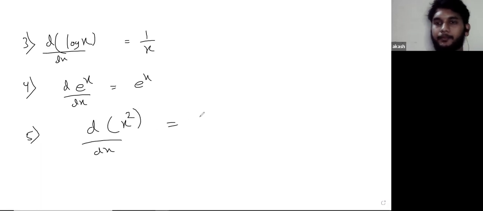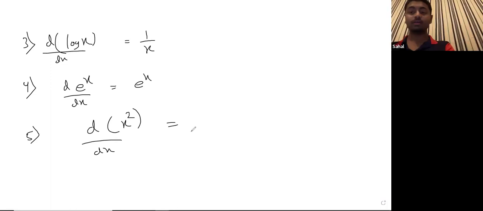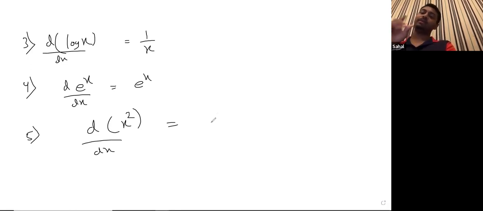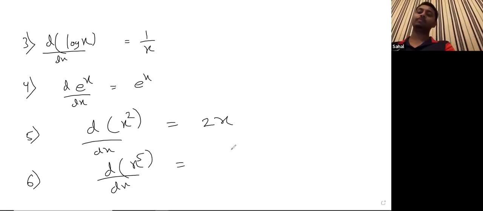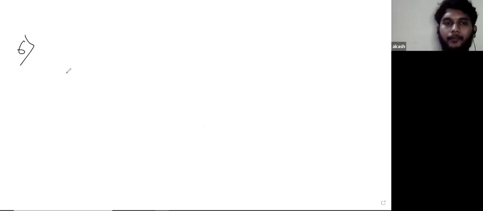What about x square? Think again. It will be n into x raised to n minus 1, so that will be 2x. Right. If I give you more questions on this, x to the power 5 will be 5x raised to 4. Absolutely right.